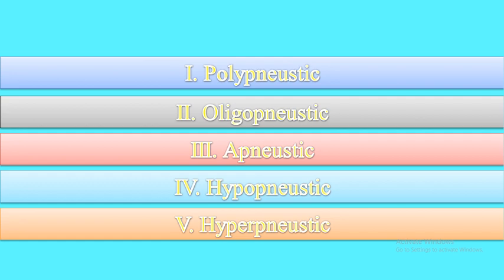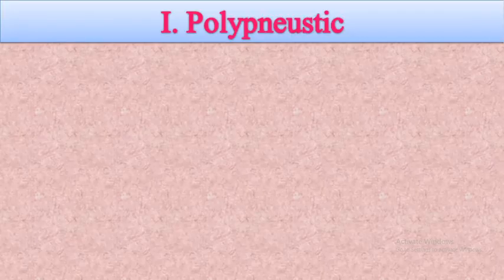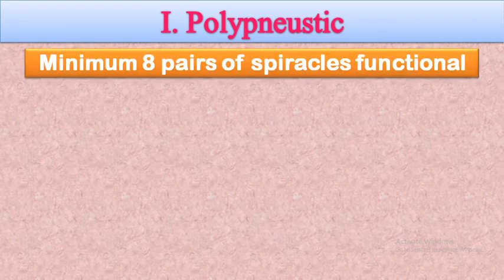Now we'll see first the polyneustic. Neustic means it relates with the air or pressure. So the minimum number of the functional spiracles in polyneustic is 8 pairs. Polyneustic, minimum 8 pairs.